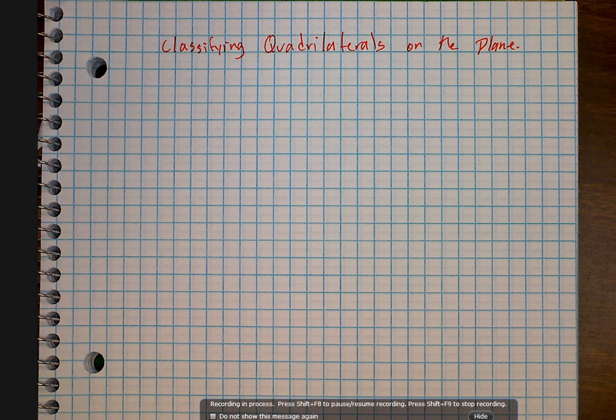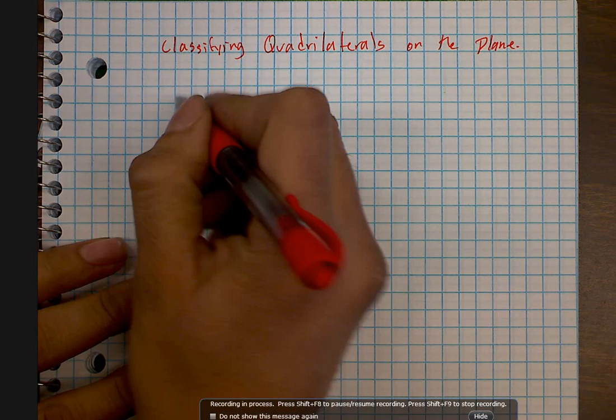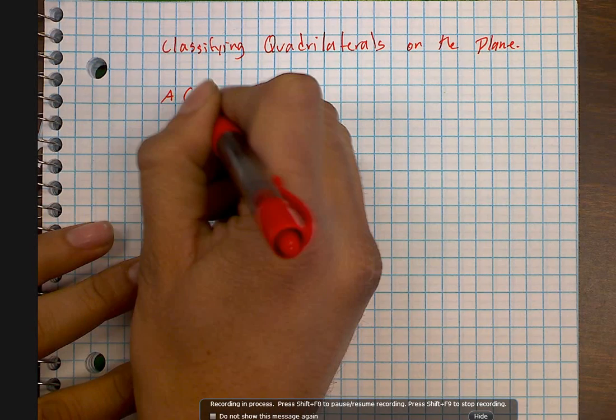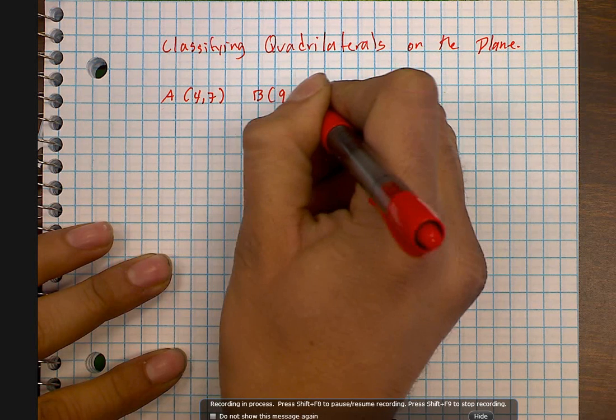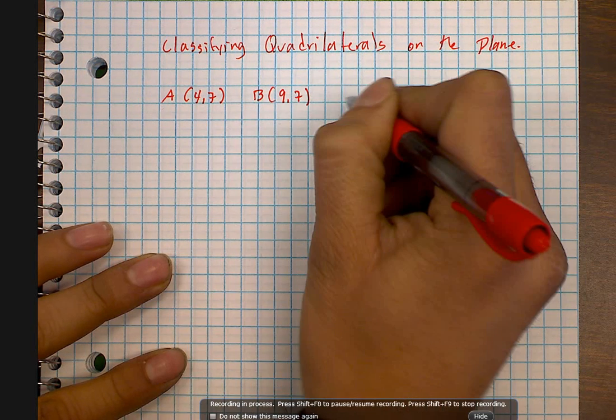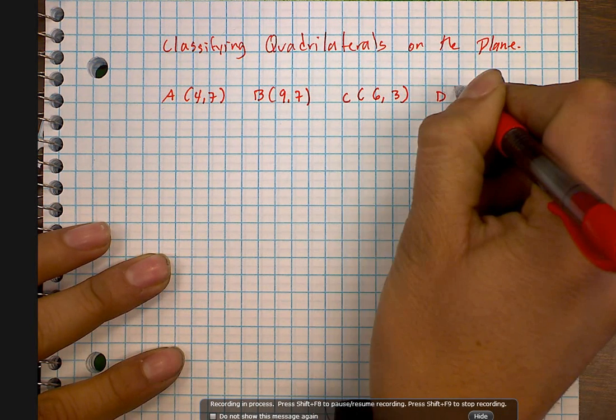Okay, guys, so this one is the last section that you guys need to know before our test on quadrilaterals and before our final. So, classifying quadrilaterals on the plane. So, let's say you guys are given 4 points, right? A is 4,7, B is at 9,7, and C is at 6,3, and then finally D is at 1,3.